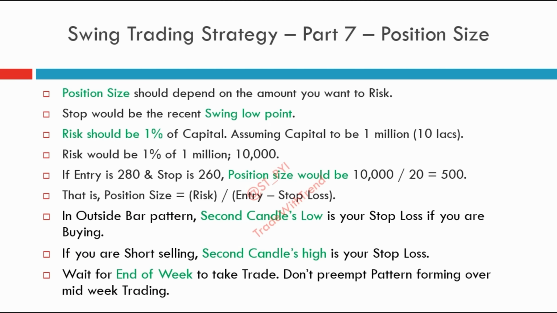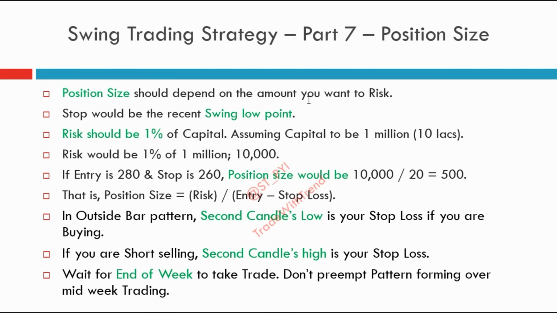Now I'll move to position size. Again, this is a very common slide that I put out in every swing trading strategy, so it's a repetition of that. You are not willing to risk more than 1% of your capital. So assuming your capital is 1 lakh, your risk would be 10,000. If 280 is your entry, stop is 260. Your position size would be your risk, that is 10,000, divided by your entry minus stop, that is 20. So 500 units. The formula for position size is risk divided by the difference of entry and stop loss.